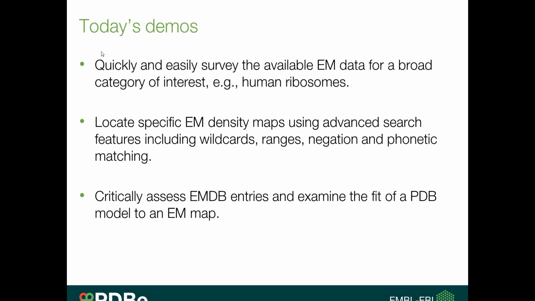In terms of today's demos, I'll have 3 demos. The first demo is to show you how you can quickly and easily survey the available EM data for a broad category of interest, for example, human ribosomes. The second demo will be on locating specific EM density maps using advanced search features including wildcards, ranges, negation, and phonetic matching. And finally, I'll show you how to critically assess EMDB entries and examine the fit of a PDB model to an EM map. I'll now open up a browser and we'll start with the first demo.